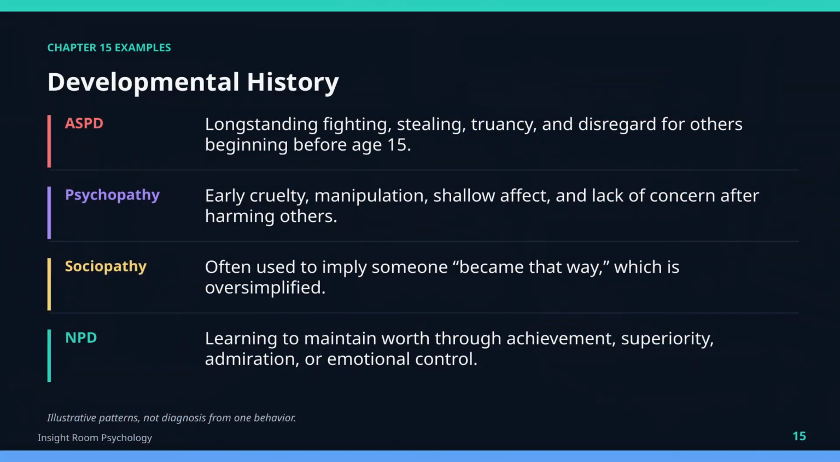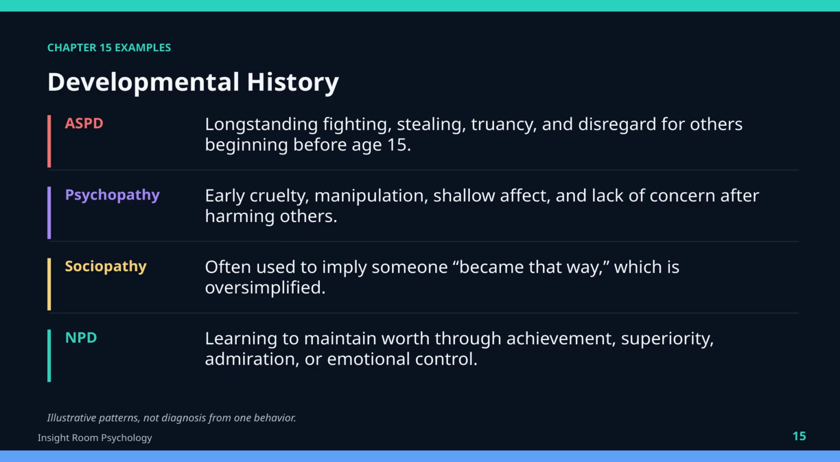For example, the history may include aggression, deceitfulness, theft, serious rule violations, cruelty, truancy, or repeated disregard for others beginning in childhood or adolescence. With psychopathy, developmental history may include early conduct problems, callous unemotional traits, aggression, deceitfulness, shallow affect, poor behavioral control, or lack of concern after harming others. For example, a person may show a long-standing pattern of cruelty, manipulation, and emotional detachment beginning early in life. But psychopathy itself is not the same thing as a DSM diagnosis.